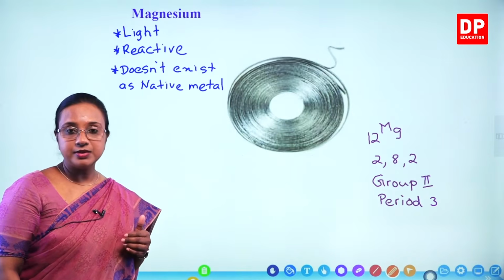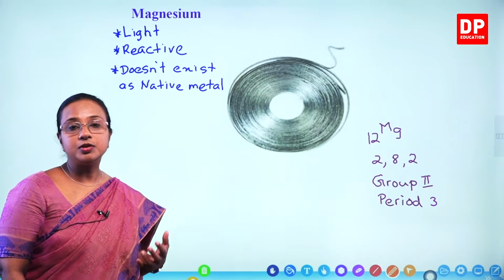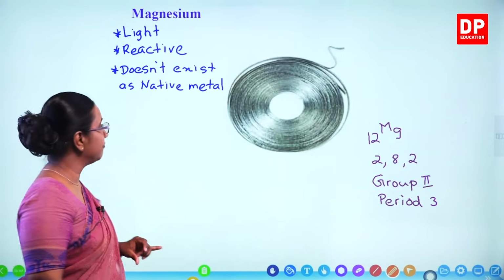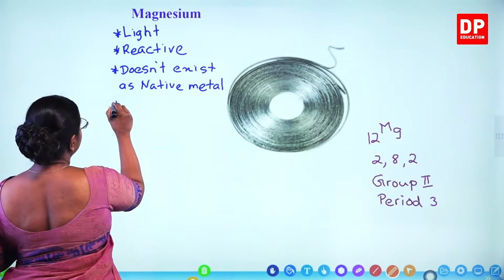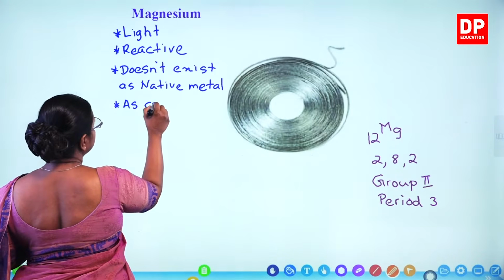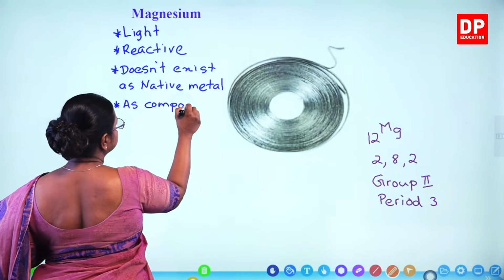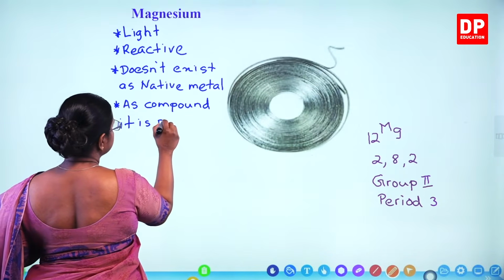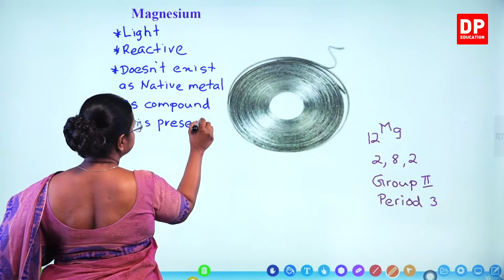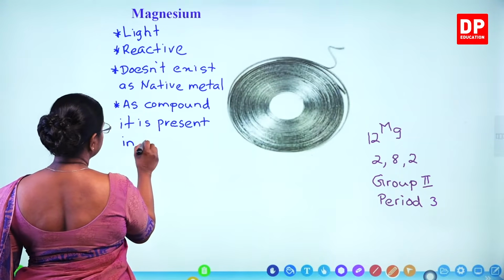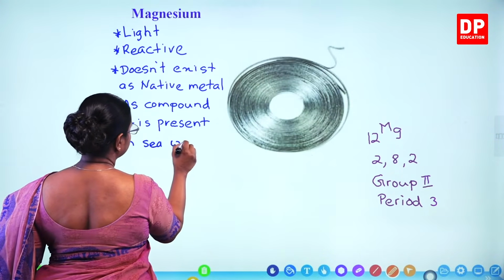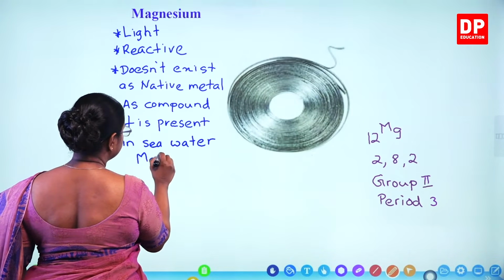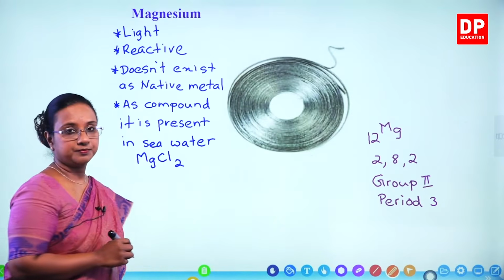Again, if we take seawater, magnesium chloride and magnesium salts are present in seawater. So, as a compound, it is present in seawater. One example is magnesium chloride.